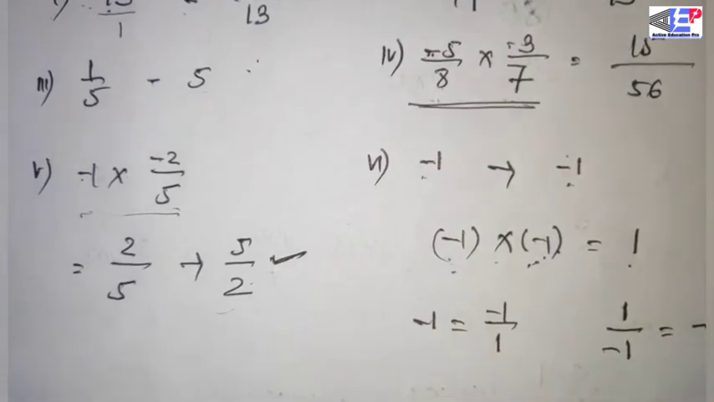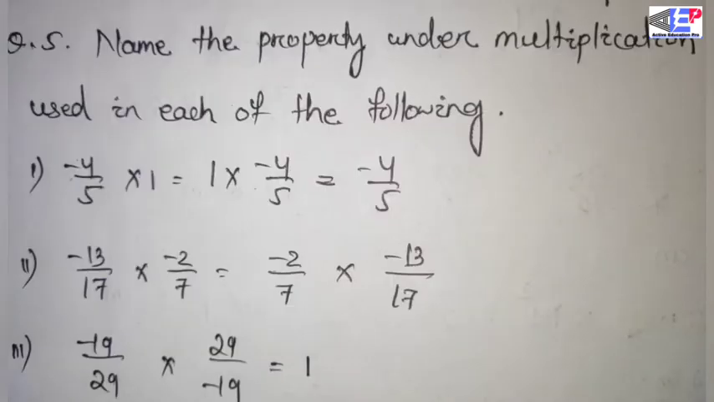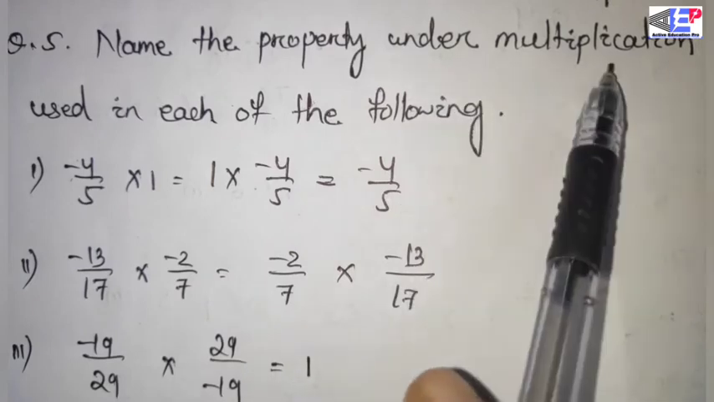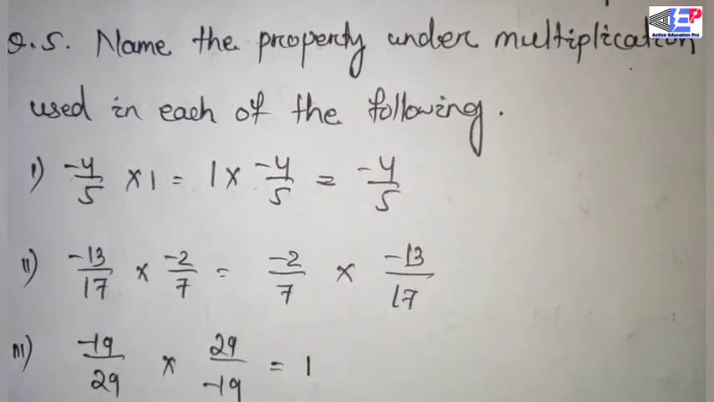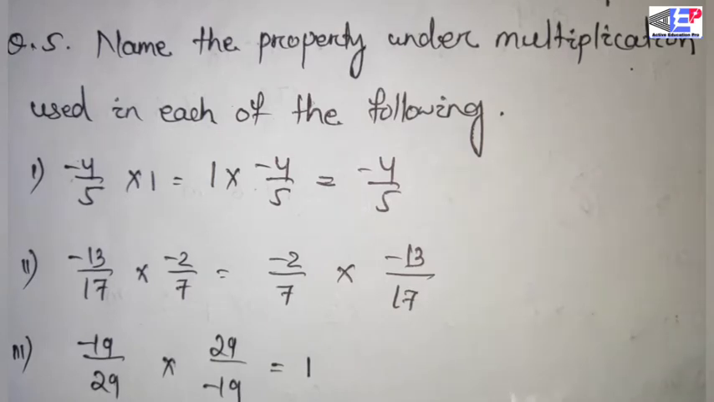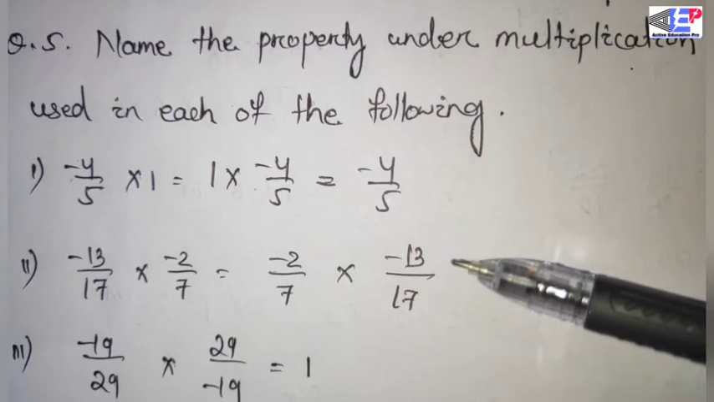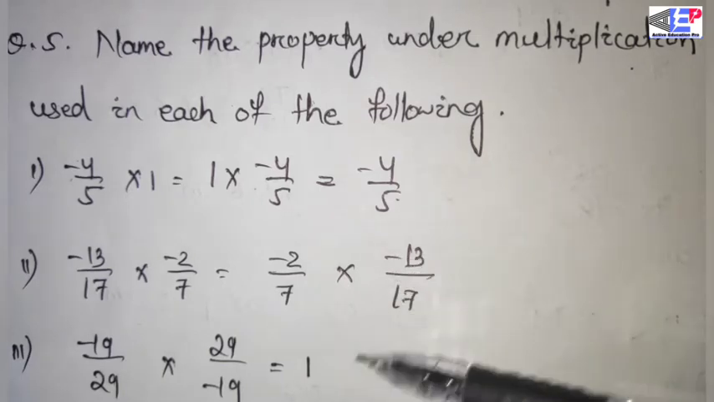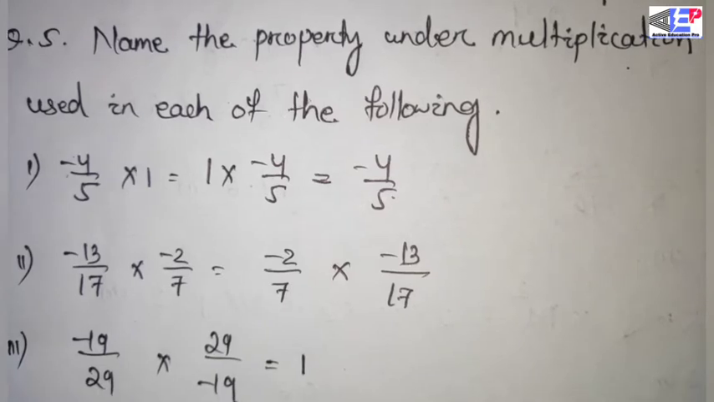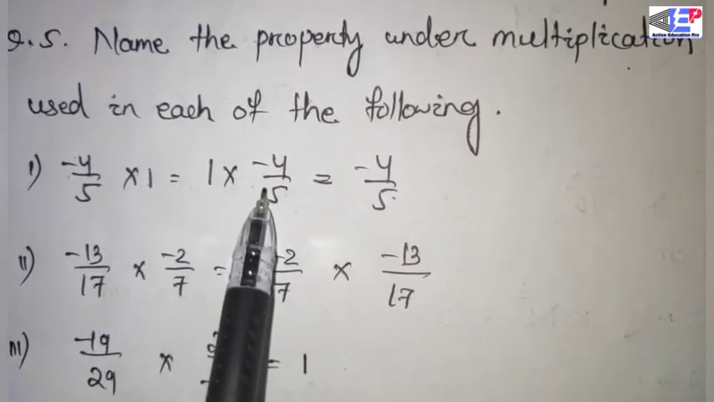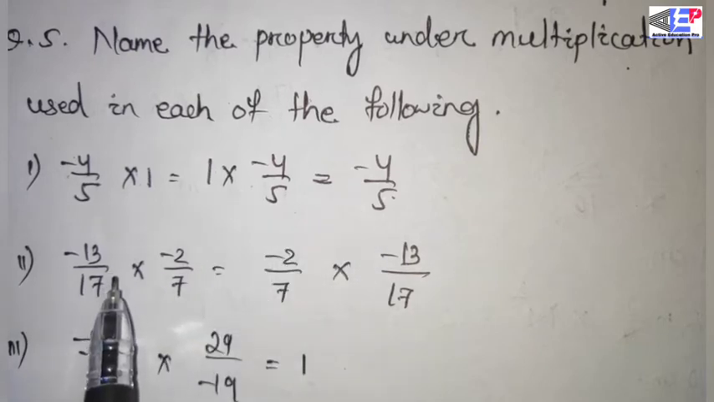So move to the next question, question number 5. Name the property under multiplication used in each of the following. There are three cases, bit 1, bit 2 and bit 3. You have to find out what type of property is used in this question, in the next question and in the last question. So first question: minus 4 by 5 into 1 is equal to 1 into minus 4 by 5 is equal to minus 4 by 5.